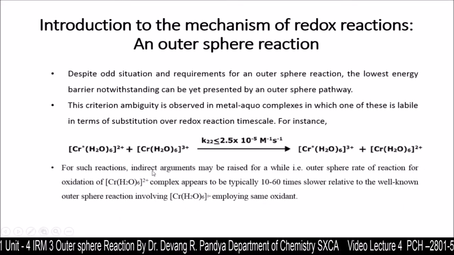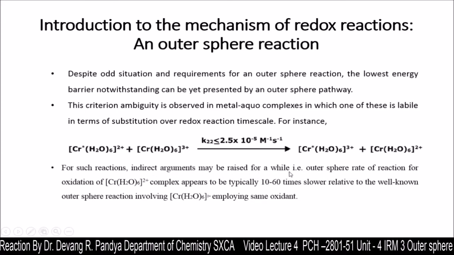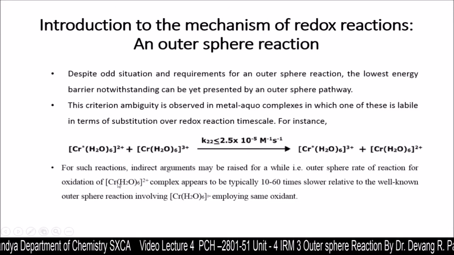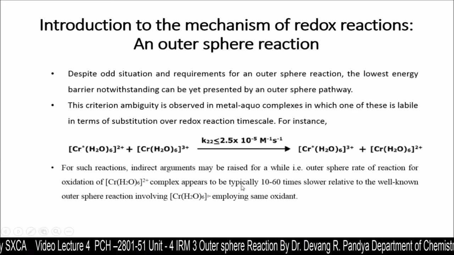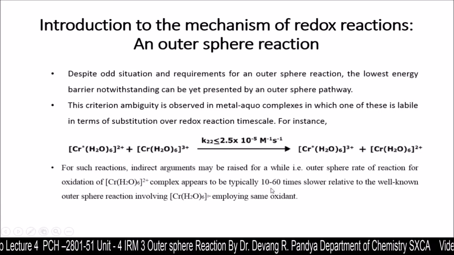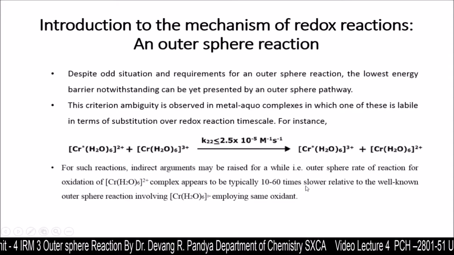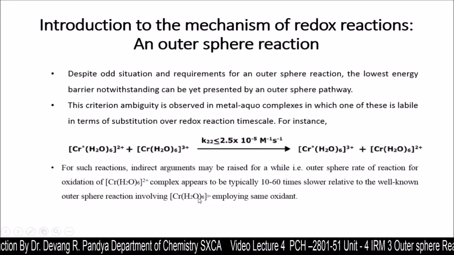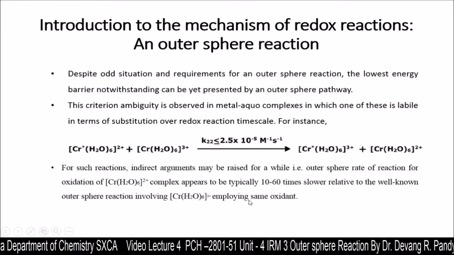For such a reaction, indirect arguments may be raised for a while. For example, the outer sphere rate of reaction for oxidation of the hexaaqua chromium +2 complex appears to be typically 10⁶ times lower relative to well-known outer sphere reactions involving hexaaqua chromium +2 employing the same oxidation state.